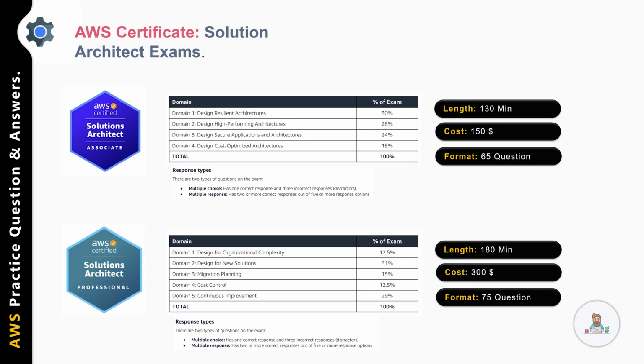First one is Design for Organizational Complexity. Second one is Design for New Solutions. Third one is Migration Planning. Fourth one is Cost Control. Fifth one is Continuous Improvement.